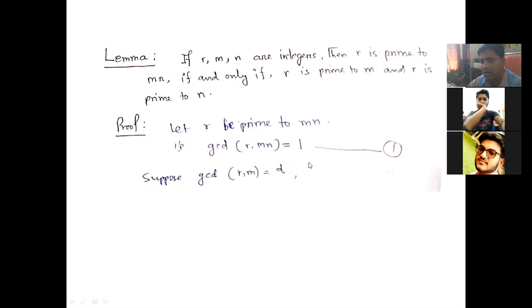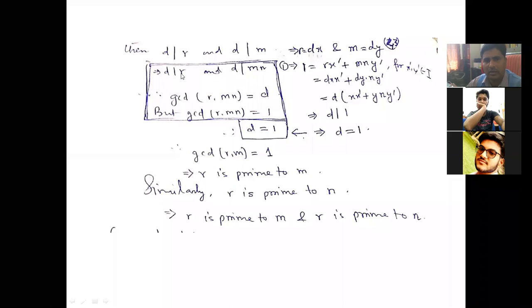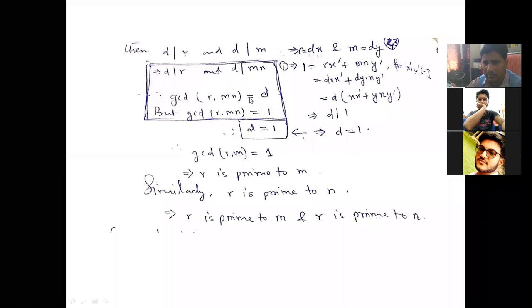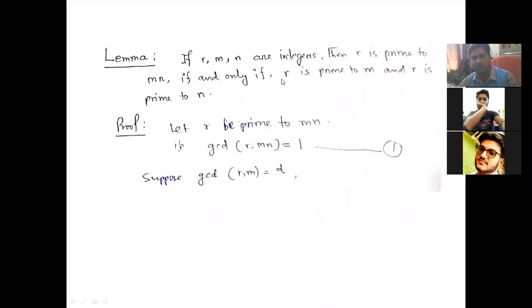If d equals 1, then rm will be relatively prime. So GCD of r comma m is d, so d divides r, d divides m. This is d divides r and d divides mn. If d divides m, then it will divide its multiple also. So GCD of r comma mn equals d. It is given to us. But GCD of r comma mn equals 1.